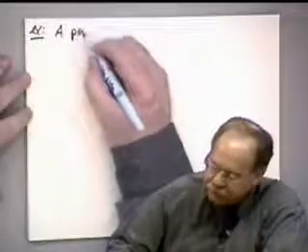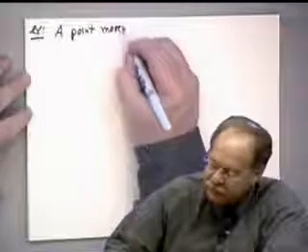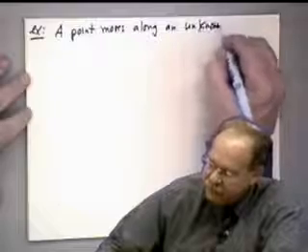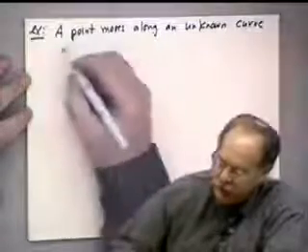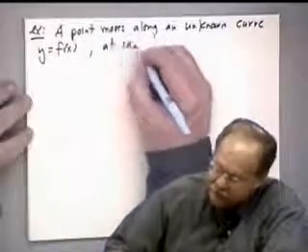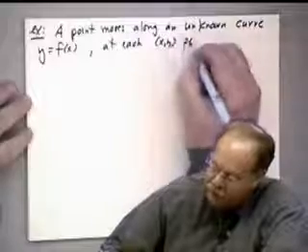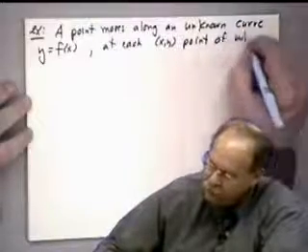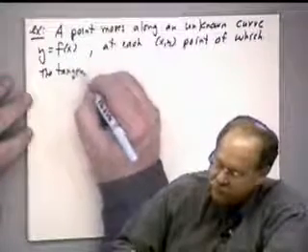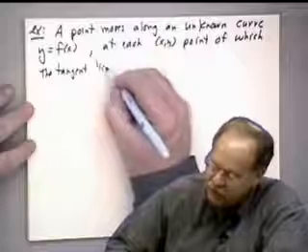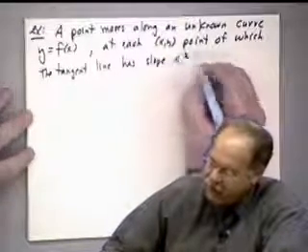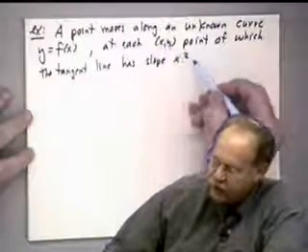A point, say, moves along an unknown curve, and this is what we'll be discovering, an unknown curve. Let's say we'll call it y equals f of x. At each xy point of which we do know something. We know that the tangent line at each point of this curve has slope which can be calculated as x squared, the first coordinate of the point squared.